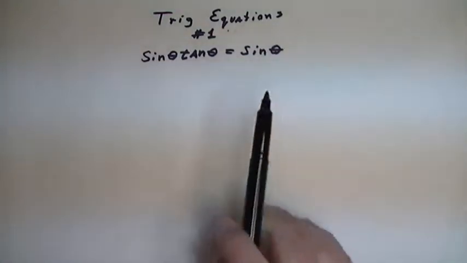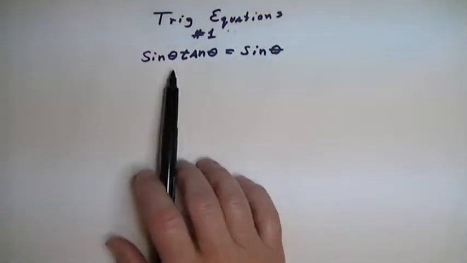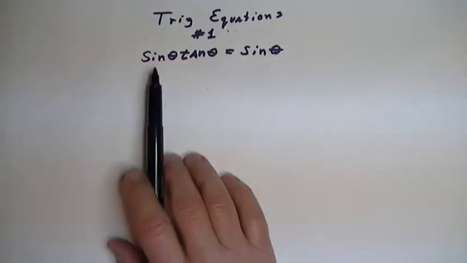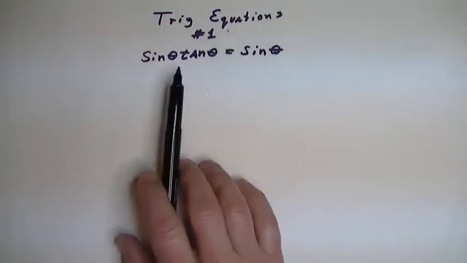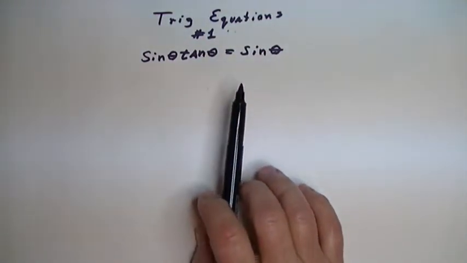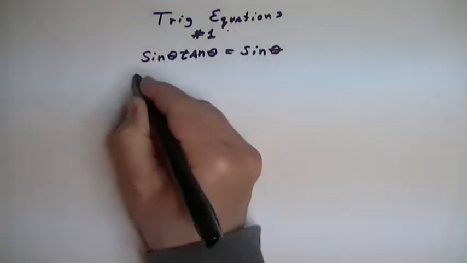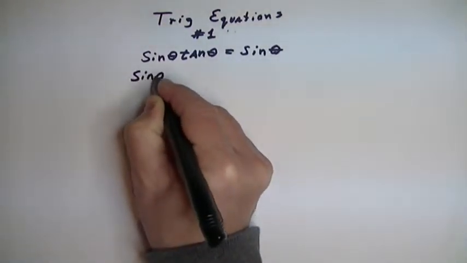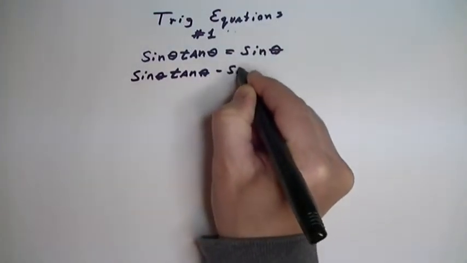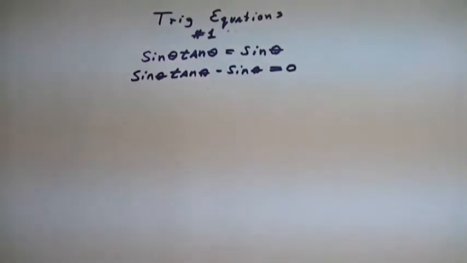Let's take a look at this equation. We want to know what values of theta would make this relationship true. In other words, if we substituted some value in for theta, that the sine of that times the tangent of that would equal the sine of that. So simple enough, what we're going to do is subtract sine theta from both sides. So we end up with something like this, equal to 0.